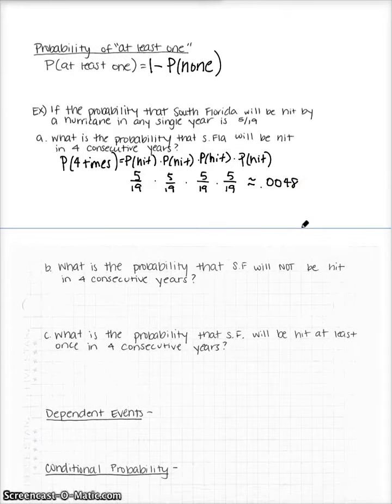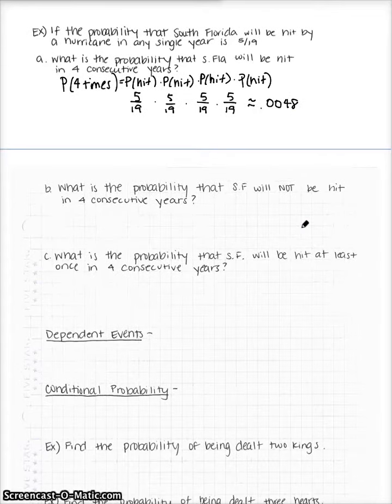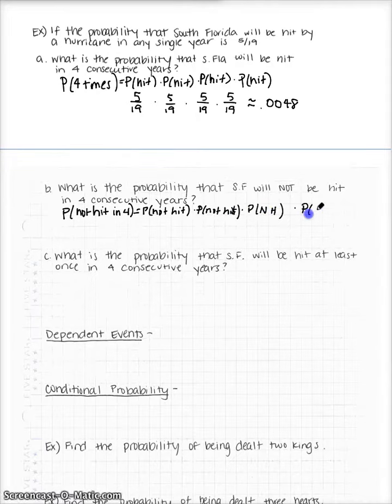Now, if we scroll down, what is the probability that South Florida will not be hit in 4 consecutive years? Well, that's the probability that the first year they're not hit, and the second year they're not hit, and the third year they're not hit, and the fourth year they're not hit. So it's the probability that they're not hit times the probability that they're not hit times the probability that they're not hit times the probability that they're not hit.